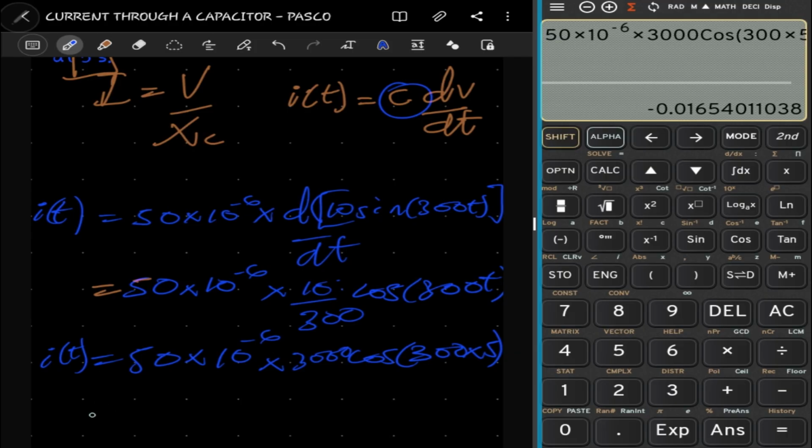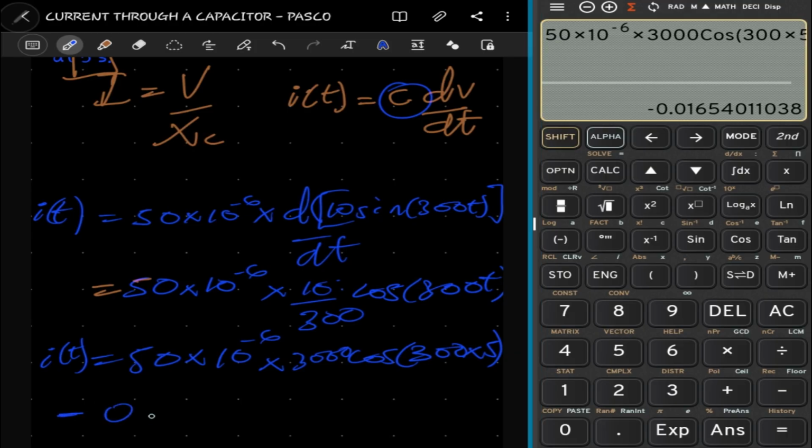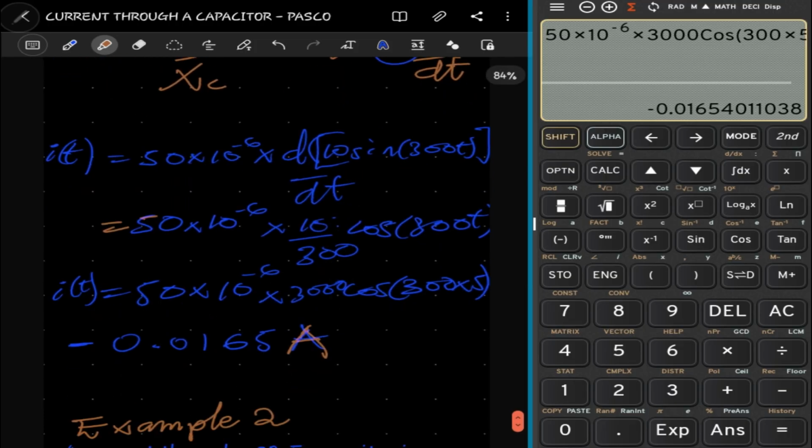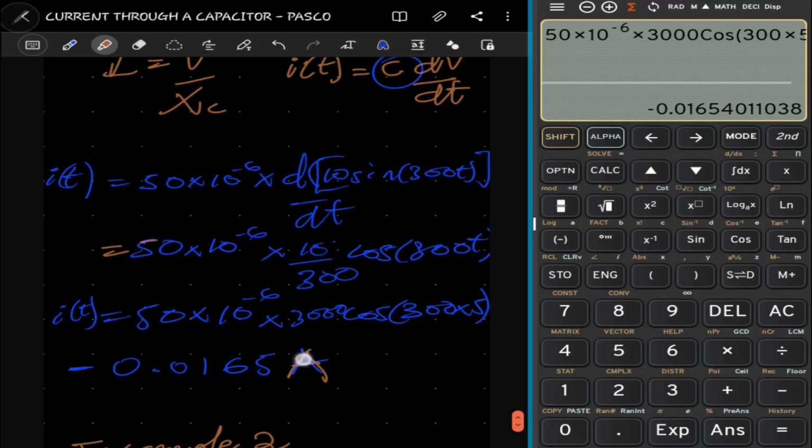is minus 0.0165 amperes, because the current unit is very important, amperes, right? Yeah. So we will check another example. Right. Check an example. Let's see.